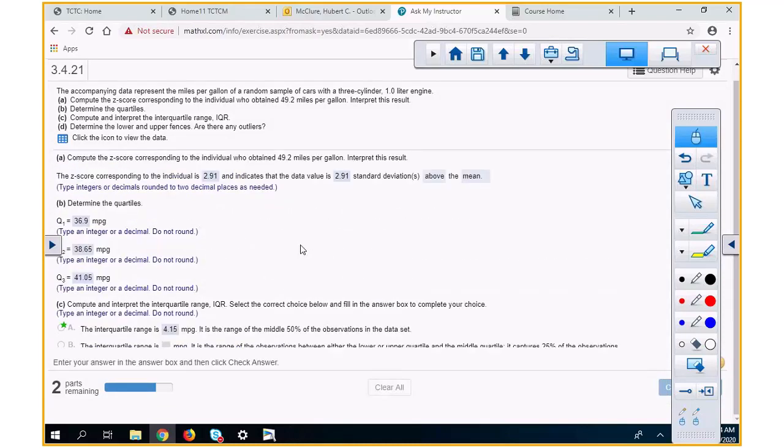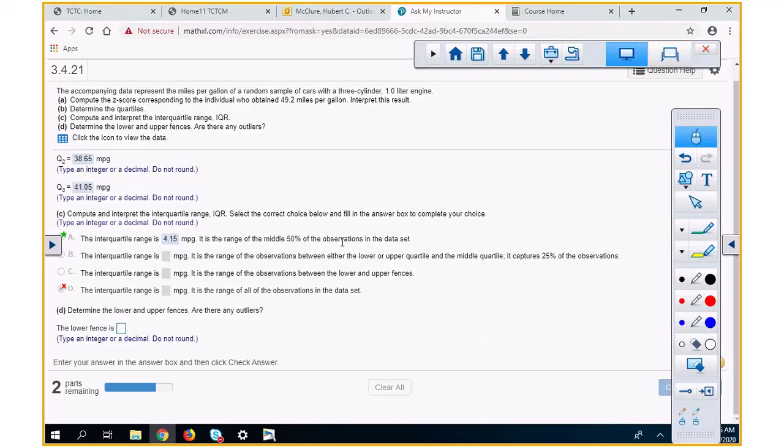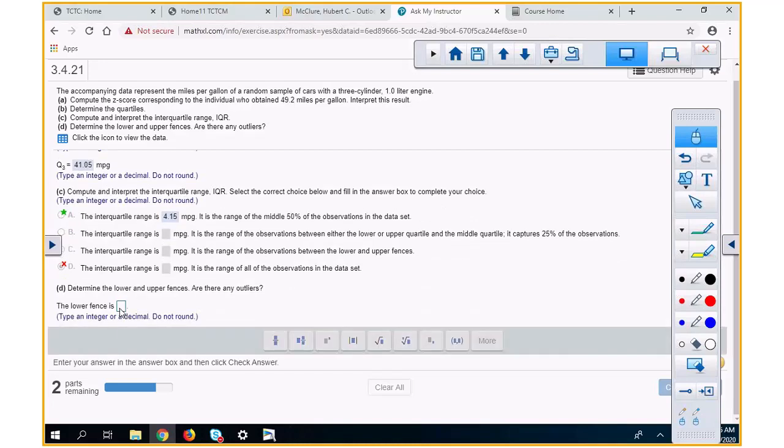I hardly ever use the interquartile range. So it might be a good standardized test question for you to write down Q sub 3 minus Q sub 1. But I know we don't even use it during Math 120. And I sure don't teach it in Math 103. So I didn't even know it was on here. The lower fence, I guess, are there any outliers?